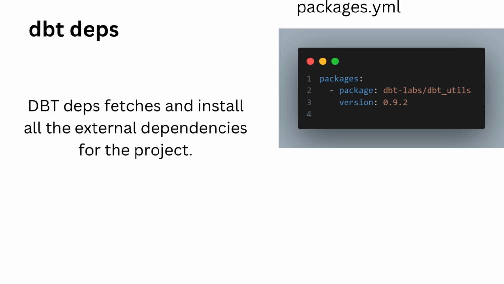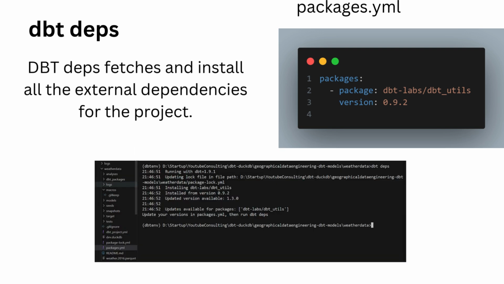dbt deps fetches and installs all the external dependencies for the project. Let us create a packages.yml file and use dbt_utils as a dependency. If we run dbt deps, we should be able to download dbt_utils as a dependency.